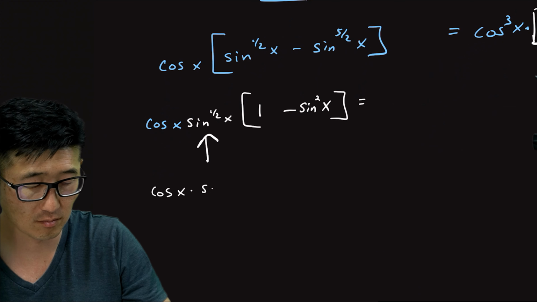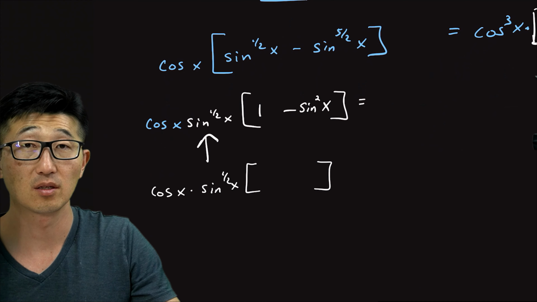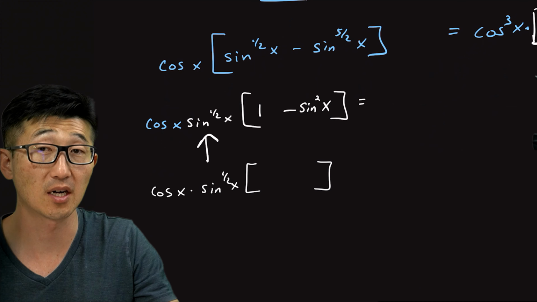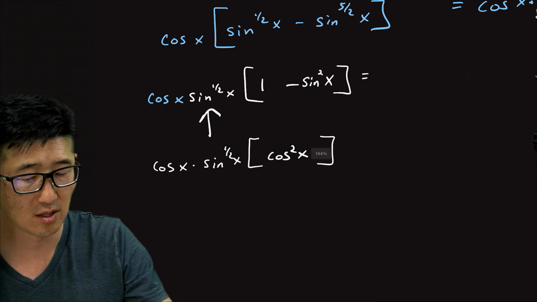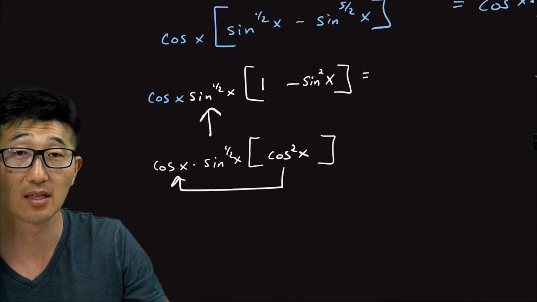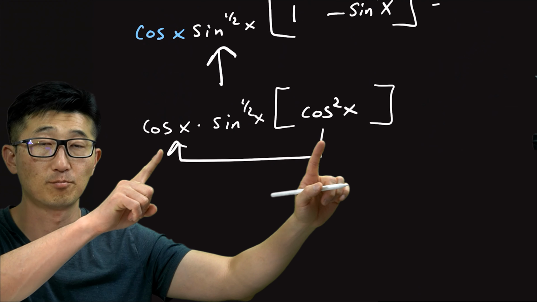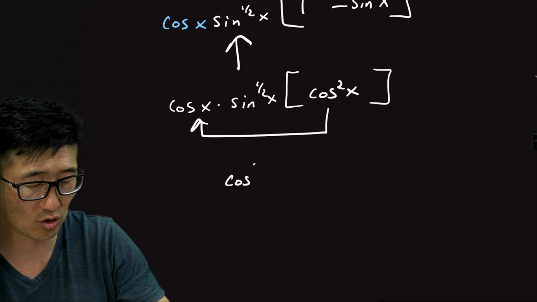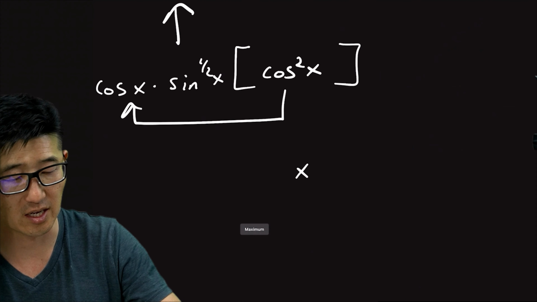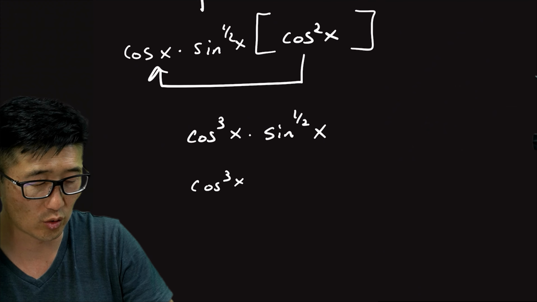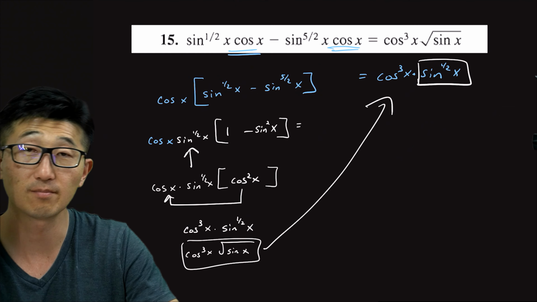Yes, 1 minus cosine squared. No, check it again. What does 1 minus sine squared x become? Oh, cosine squared. Right. So this would become cosine squared x. And then if you multiply that times that, how many cosines are being multiplied? 3. Yes. So we got it: cosine cubed x times sine 1/2 x. Ta-da! And you can turn that back into a square root symbol. And we're done.